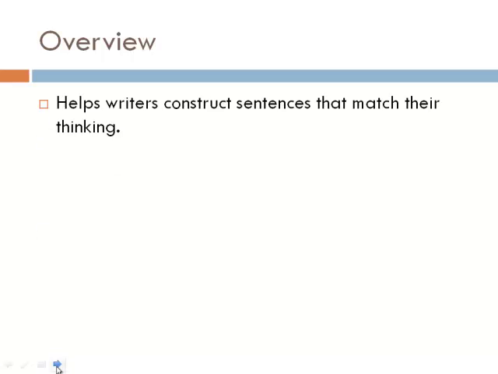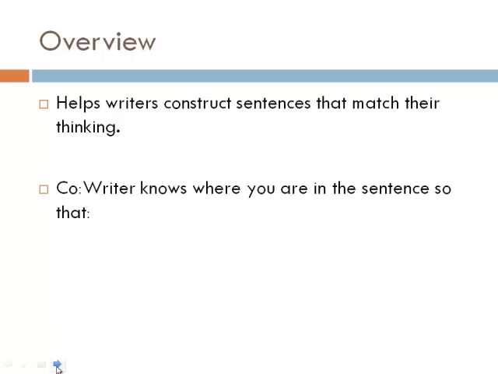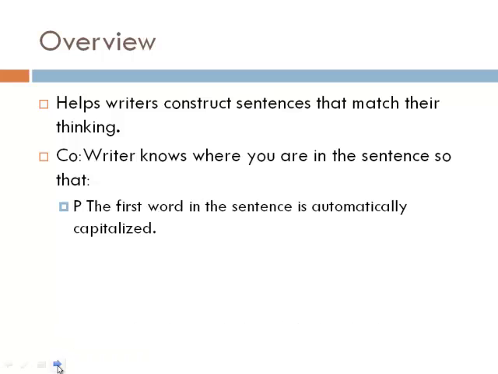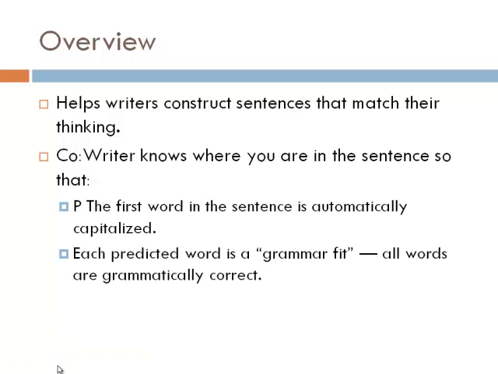Overview of the software: it helps writers construct sentences that match their thinking. CoWriter knows where you are in the sentence so that the first word in every sentence is automatically capitalized. Each predicted word is a grammatical fit. All words that CoWriter will suggest to the student will be grammatically correct.